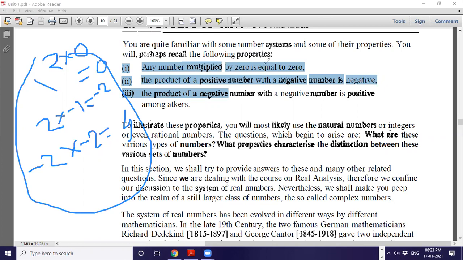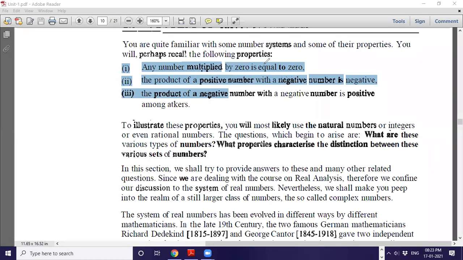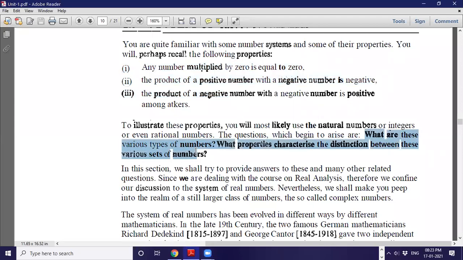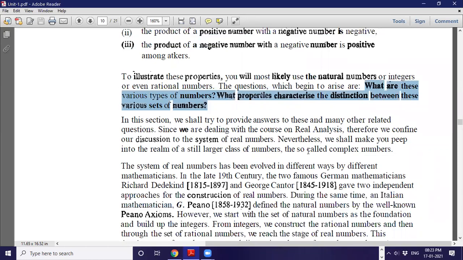Then the question is, what are these various types of numbers? What properties characterize the distinction between these various sets of numbers, right? So you got natural numbers, you got integers. When you go for proving these types of properties, you are actually using these different types of numbers. The question is how you will characterize the distinction between these numbers, right? So that is the main objective of this class that we are going to discuss.